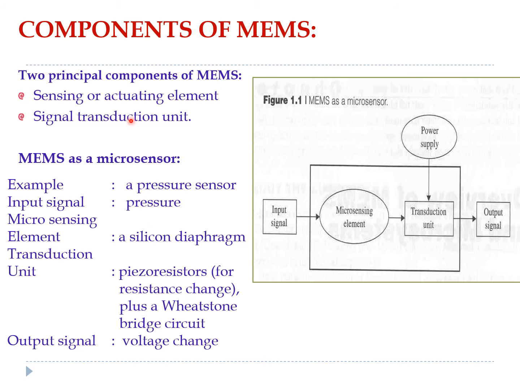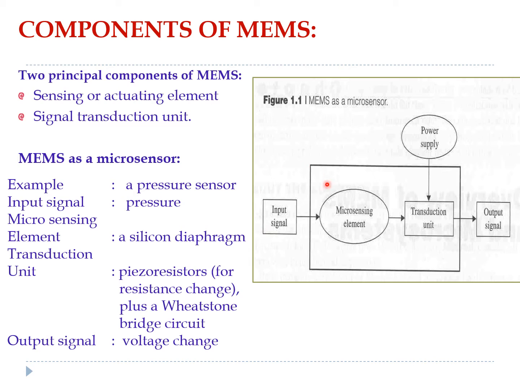And what is there inside the MEMS? What are all the components of MEMS? I told you already, MEMS is categorized into two. It can act as a micro sensor, or it can act as a micro actuator. If the MEMS is acting as a micro sensor, then the block diagram will look like this.